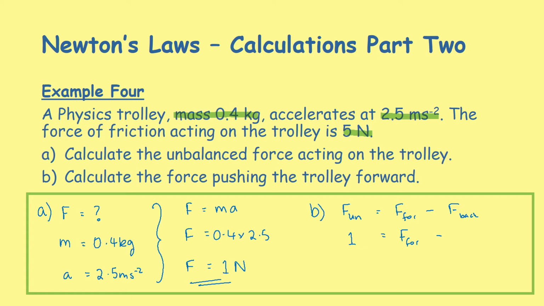This was that 5 newtons, which was the force of friction acting on the trolley. So 1 equals our force forwards minus 5. Rearranging this, our force forwards equals 1 plus 5, and so the force pushing the trolley forwards is 6 newtons.